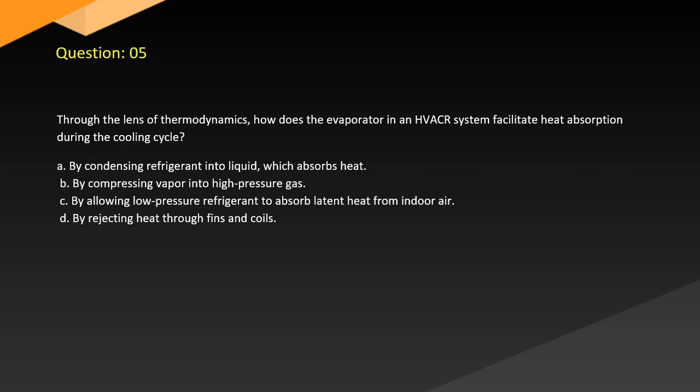Question 5. Through the lens of thermodynamics, how does the evaporator in an HVACR system facilitate heat absorption during the cooling cycle? A. By condensing refrigerant into liquid, which absorbs heat. B. By compressing vapor into high-pressure gas. C. By allowing low-pressure refrigerant to absorb latent heat from indoor air. D. By rejecting heat through fins and coils.